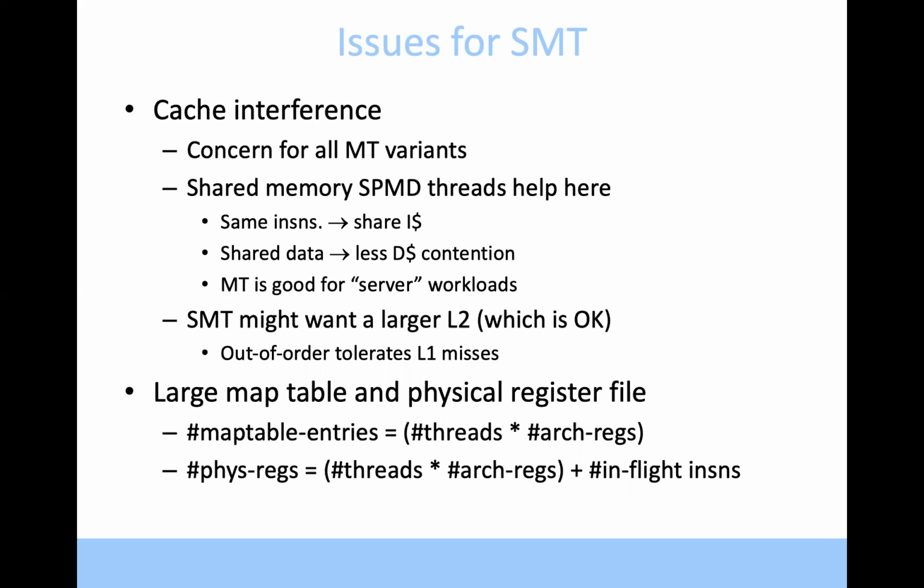With SMT, because of all of this cache interference, you may want a larger L2 or a last level cache, which is kind of why you've seen last level caches grow a lot. We've come to an era of 32 megabyte, 64 megabyte, 128 megabyte last level caches, which is really big. And that's okay, right? It typically seems to help performance. So things are happening that way.